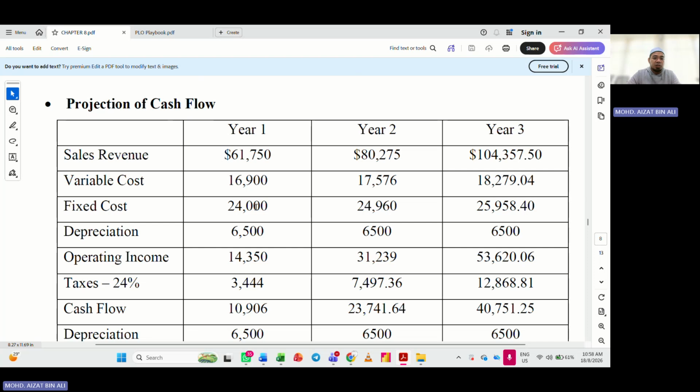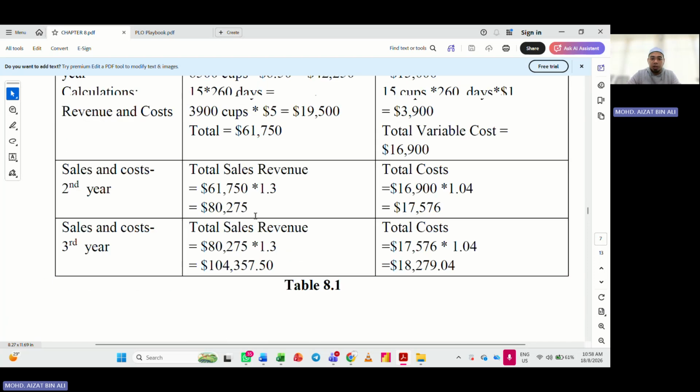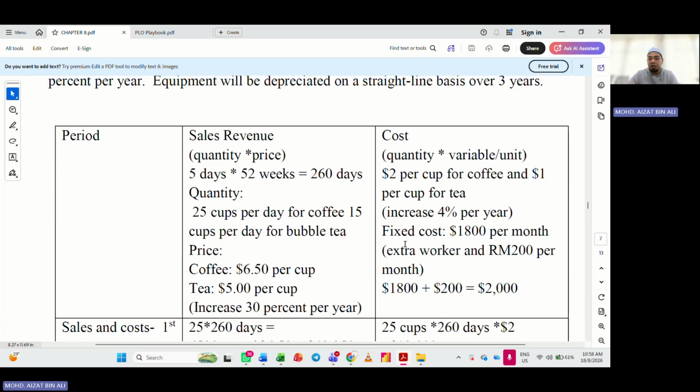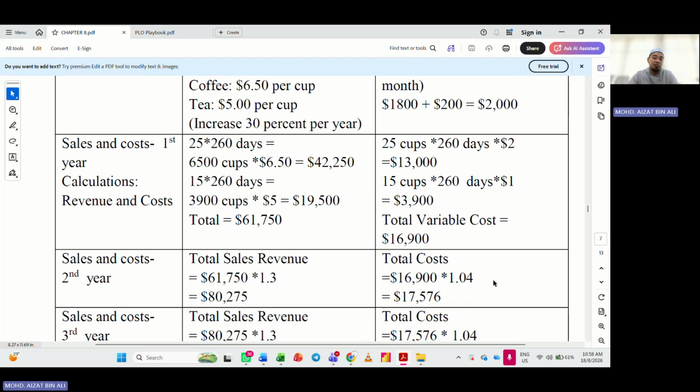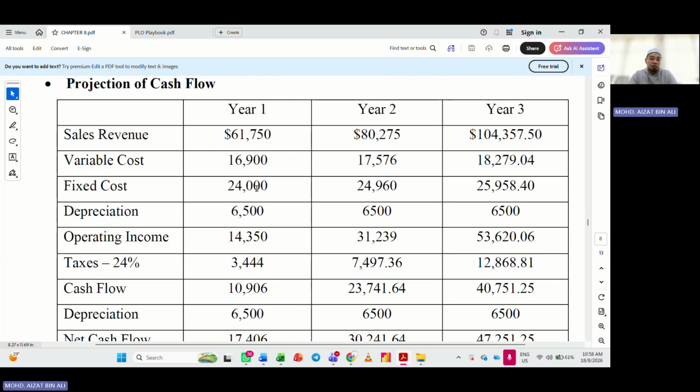The fixed cost is 24,000 ringgit. How do we get the 24,000 ringgit? You see here, fixed cost 1,800 ringgit per month, this is for the extra worker, and 200 per month. Not sure what the fixed cost here is, it's not stated. So the total is 2,000 ringgit per month. So per year we have 12 months. If you multiply this by 12, that's why we've got 24,000 here as the fixed cost.